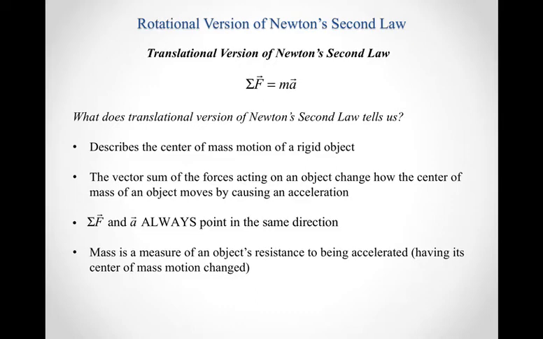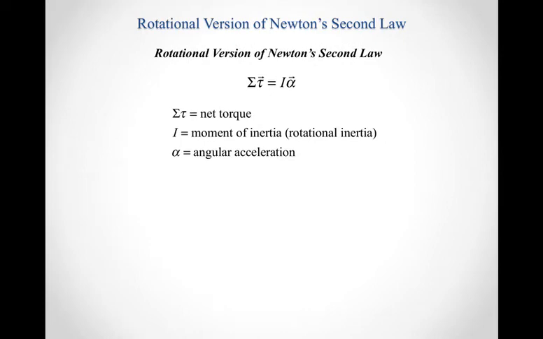But what we've seen in going from point masses to extended objects is that, of course, we now have more than just translational motion. We also have rotational motion, and that gives us a rotational version of Newton's second law. So explicitly, what this equation does is take all of our translational quantities and swap them out for our rotational quantities. Notice that instead of the net force on the left-hand side of the equation, we have the net torque. Instead of mass, we have the moment of inertia, rotational inertia, whichever way you want to label it. And instead of the acceleration, we have the angular acceleration.